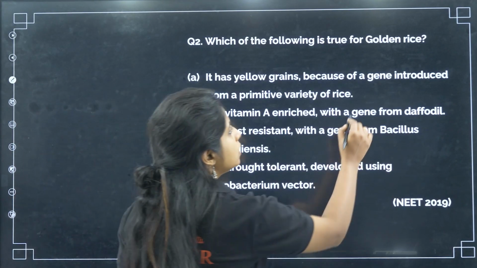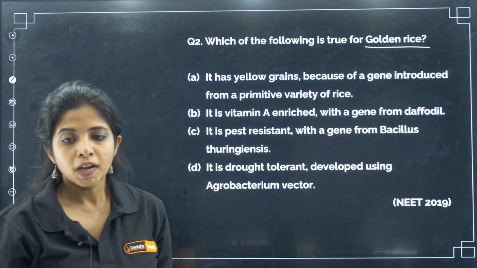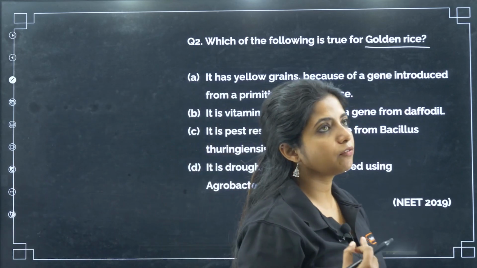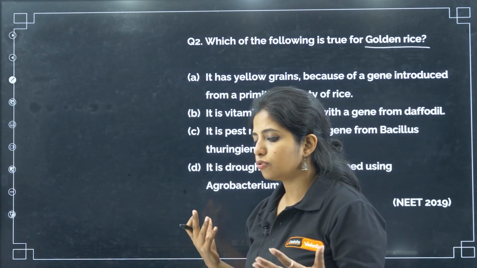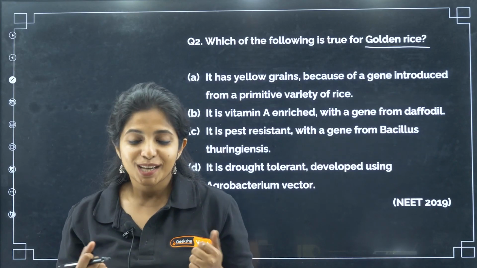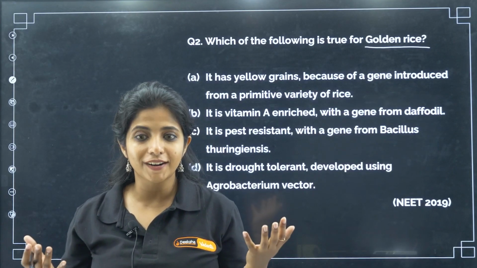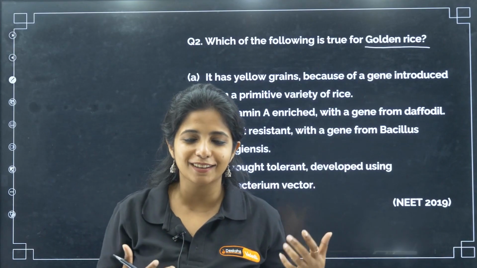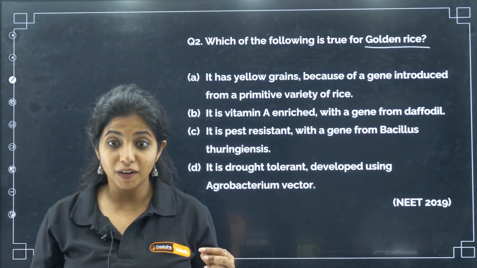If you're talking about golden rice, you know golden rice has a story behind it. People of Africa and other places were not getting enough vitamin A. There was food scarcity, and the staple food that they had was rice. I'm just telling you what I heard, what I got to know. There might be some other part of the story as well.